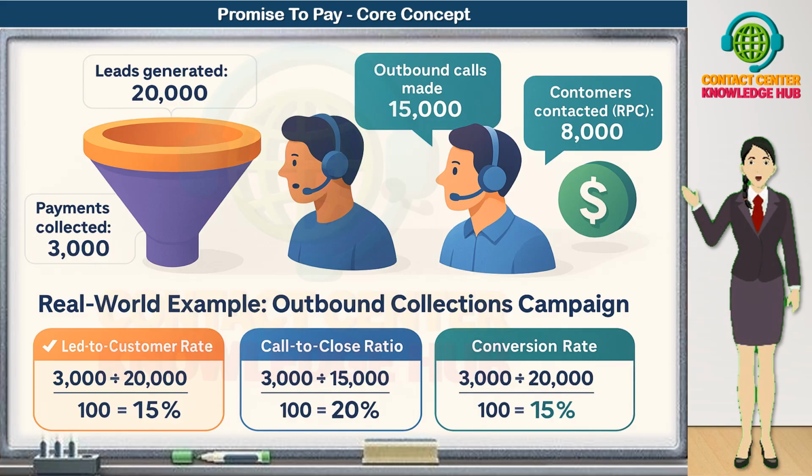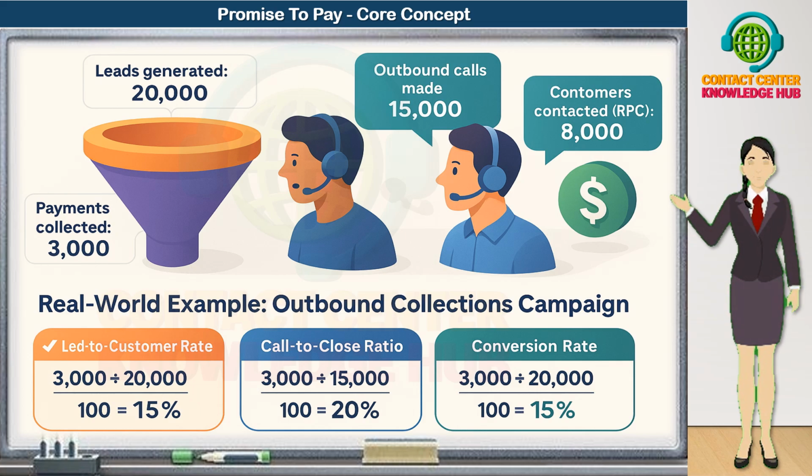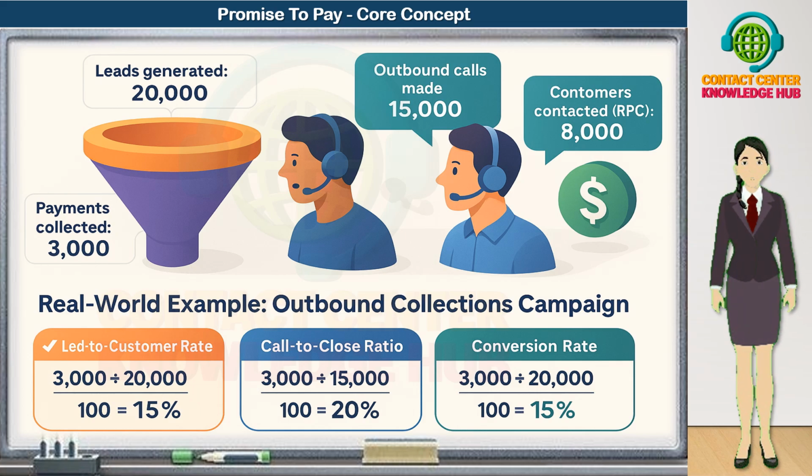Now, let's calculate the key metrics. Lead to customer rate. Number of payments collected divided by number of leads generated multiplied by 100. That's 3,000 divided by 20,000 multiplied by 100. The result is 15%. This tells us how many of our original leads actually turned into paying customers.